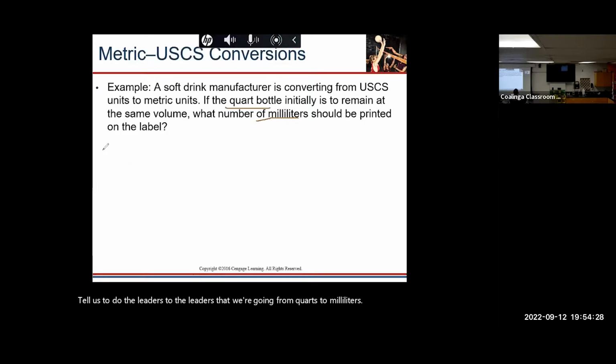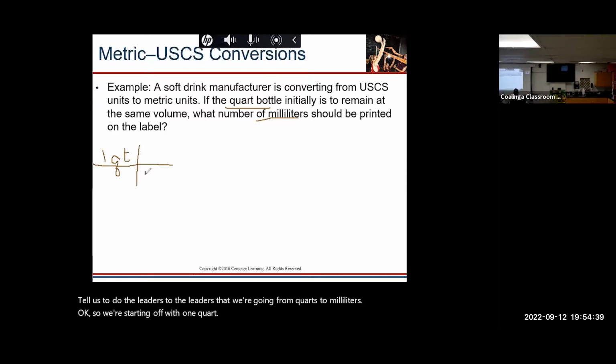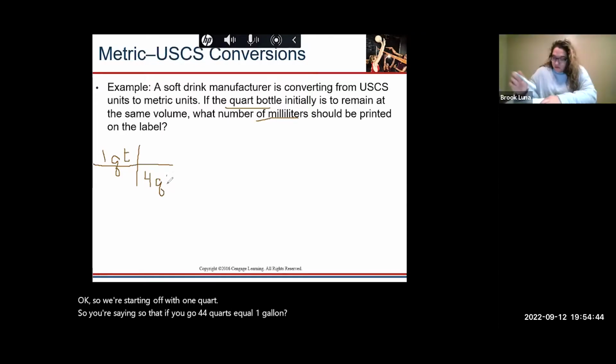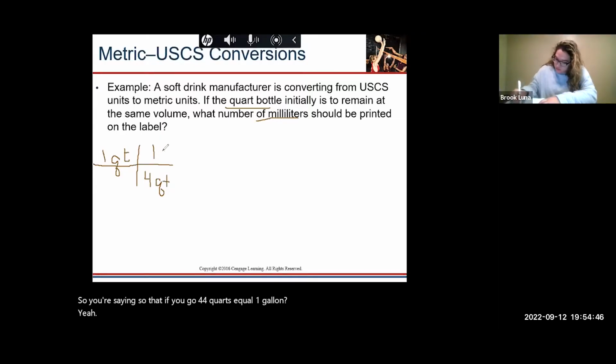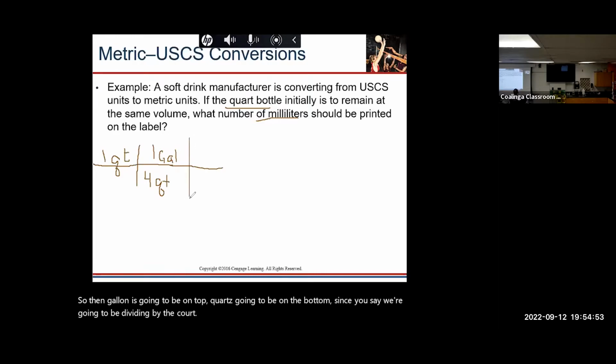Okay, so we're starting off with 1 quart. So, if you go 4 quarts equal 1 gallon. Okay, so then gallon is going to be on top, quart's going to be on the bottom, since we're going to be dividing by the quart. And 1 gallon is going to equal how many liters?